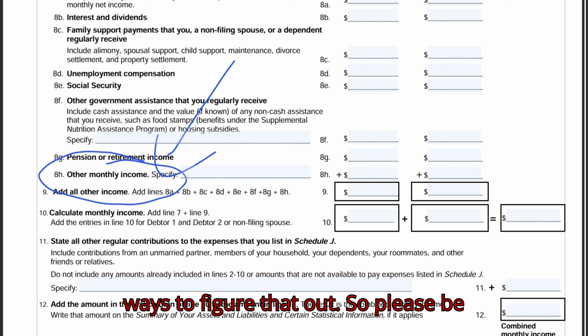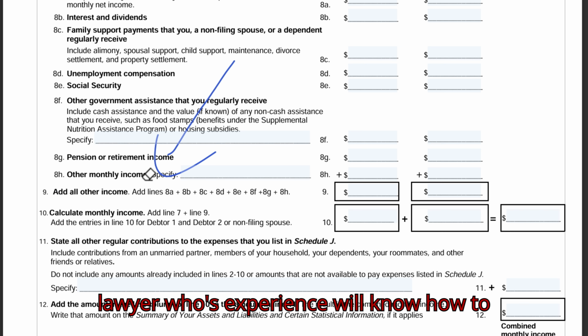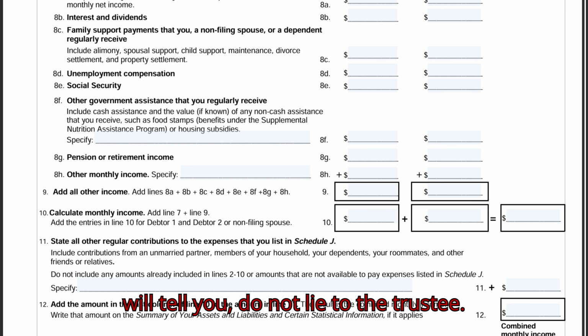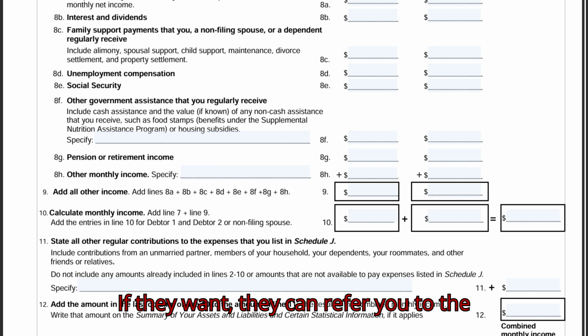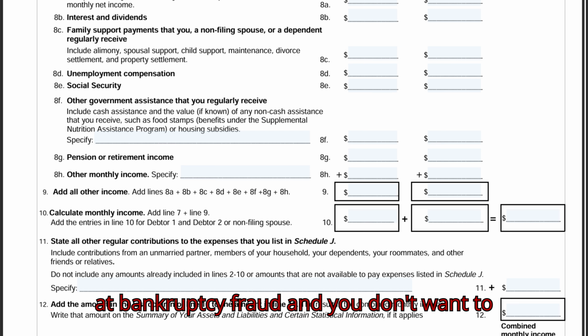So please be careful. When in doubt, always go to an experienced lawyer who will know how to work around this issue. But one thing I will tell you, do not lie to the trustee. If they want, they can refer you to the U.S. trustee's office. And now you're looking at bankruptcy fraud, and you don't want to be there.